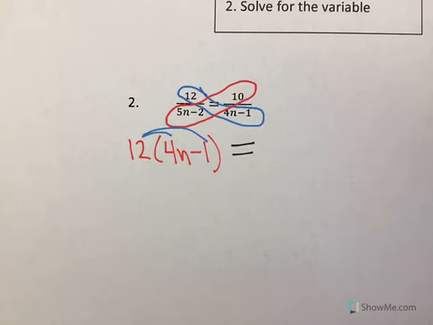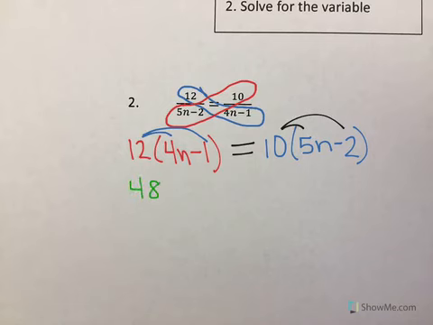So on the other side of the equation, we're going to have the 10, which is multiplying with the 5n minus 2. And we'll have to distribute that 10 to both 5n and negative 2. So when we distribute the 12, we will get 48n minus 12 equals, and when we distribute the 10, we're going to get 50n minus 20. And now we can just solve to get n alone.